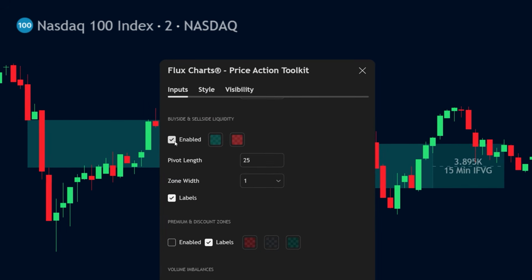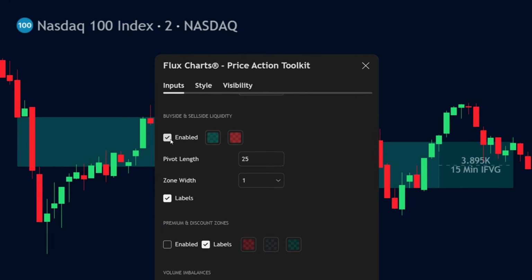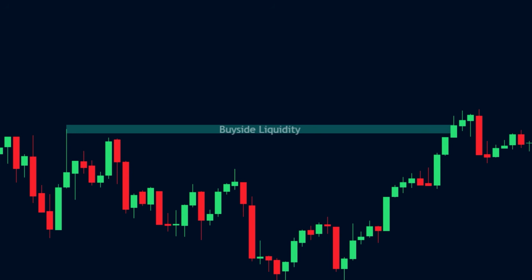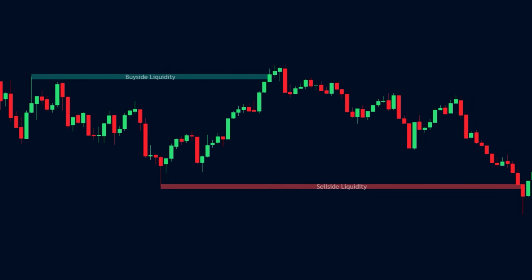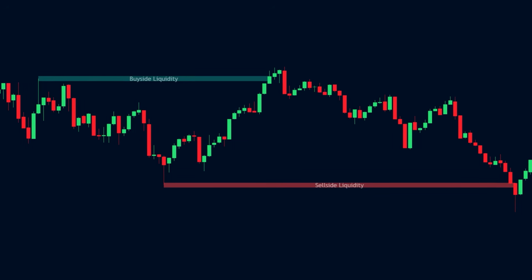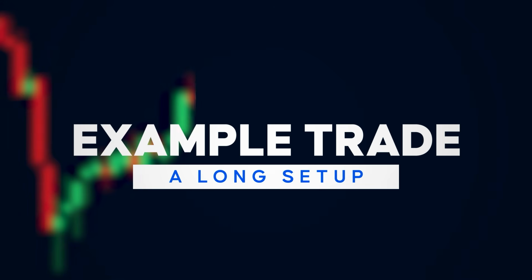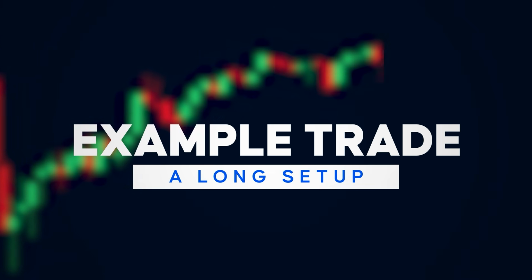Also, toggle on buy side and sell side liquidity levels. That way you'll see exactly where buy side and sell side liquidity is sitting, giving you clean targets and context for your trades. Now that the indicator is set up, we're ready to dive into our first trade example, a long setup. The strategy is straightforward.